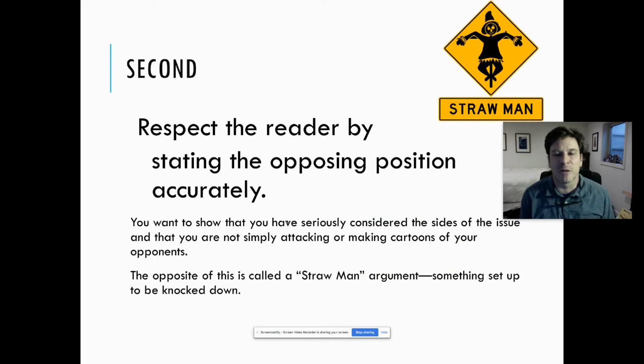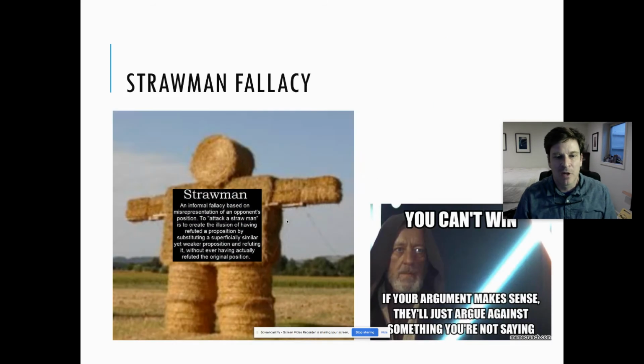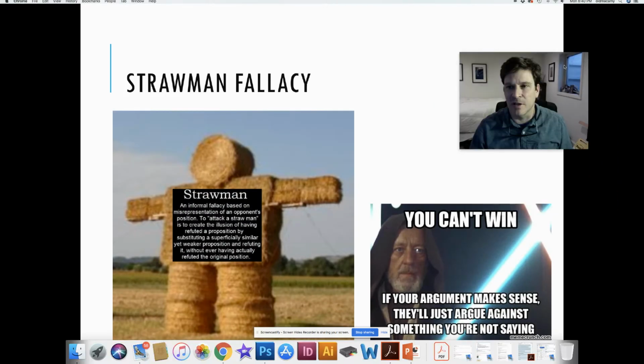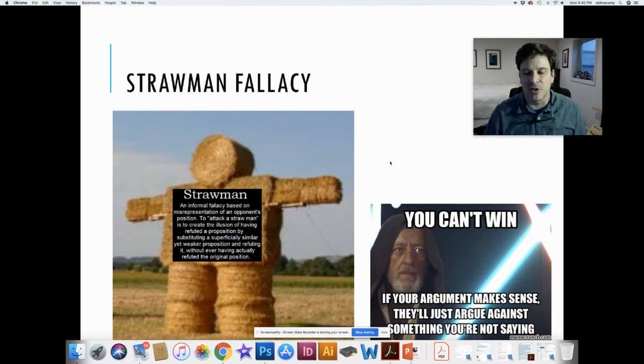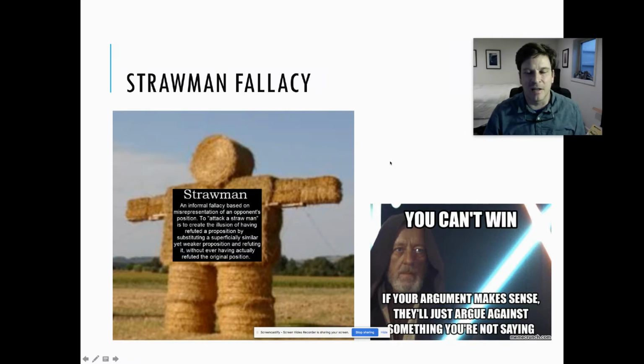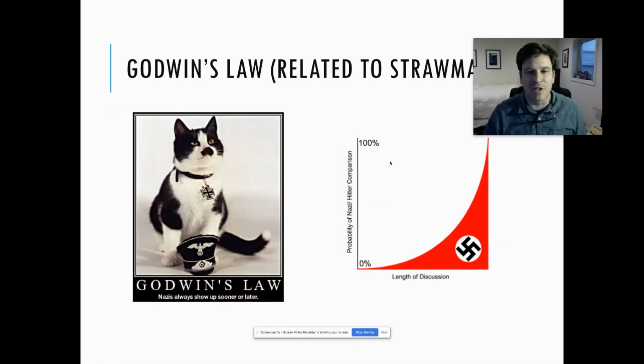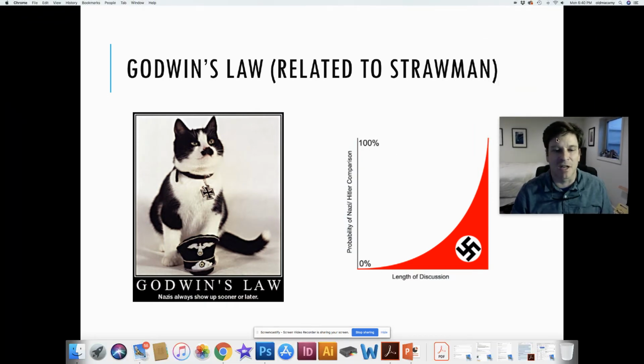Second, make sure you respect the reader by stating the opposition accurately. There's something called a straw man, where people way exaggerate the other side, which makes them easy to push over, just like a straw man that's set up and easily knocked down. So there's a little bit of a straw man fallacy with a little more definition. I'm not going to stop and show it to you, but one famous example of a straw man is called Godwin's Law, where whatever you disagree with, you compare to Hitler or to Nazis. So you can see right there, probability of Nazi-Hitler comparison, and the length of discussion, it goes up to almost 100%. Nazis always show up sooner or later.